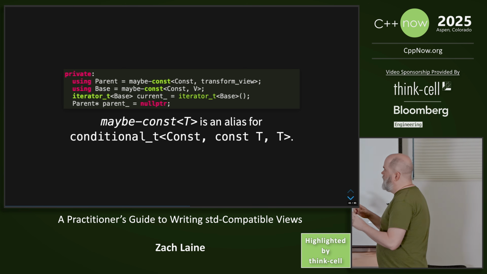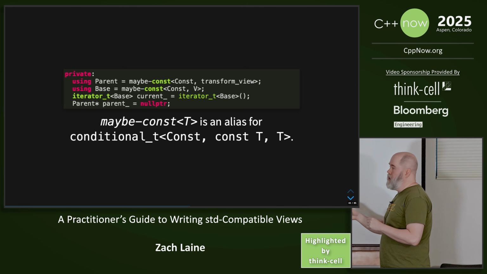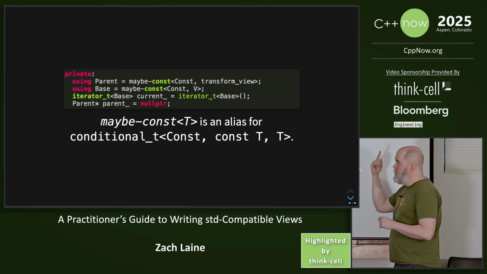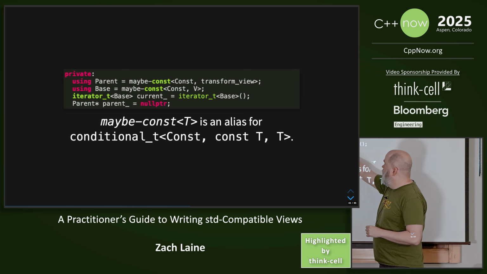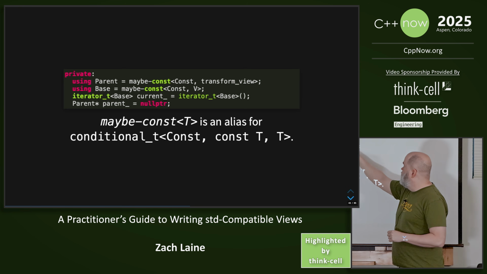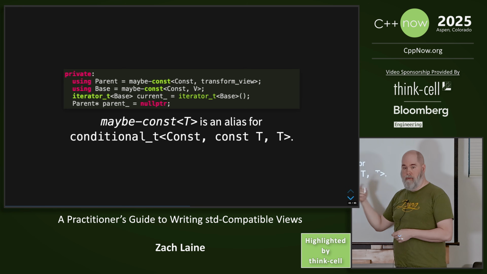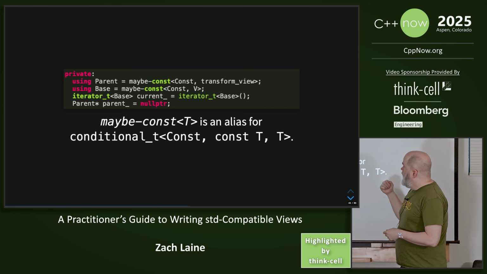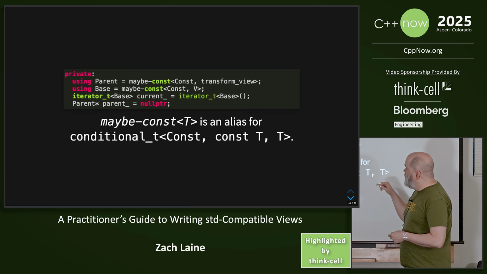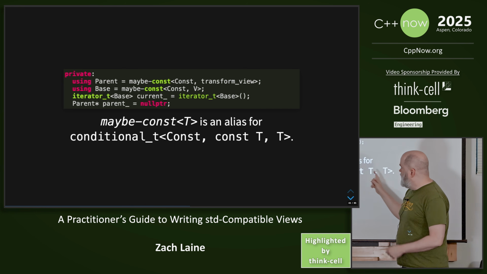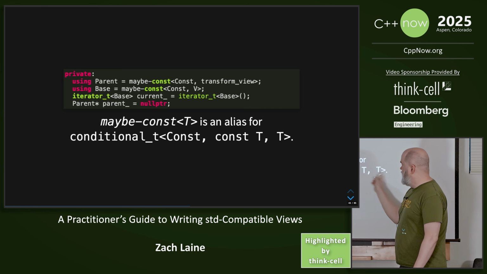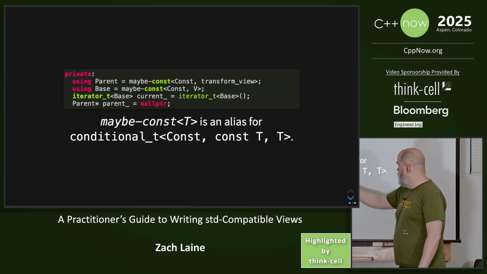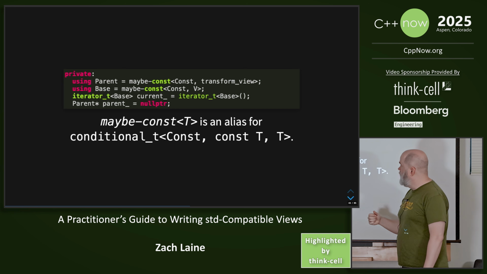The parent type is essentially the view that we were constructed from. And because we have that Const parameter, we know that when we refer back to the view itself, we need to refer back to it as a const transform view of whatever type it is, instead of a mutable one. And we do the same thing for base. So maybe-const is an exposition-only alias that does exactly what you would think it does, right? If this is true, then it's the const one. If it's not, it's the mutable one.